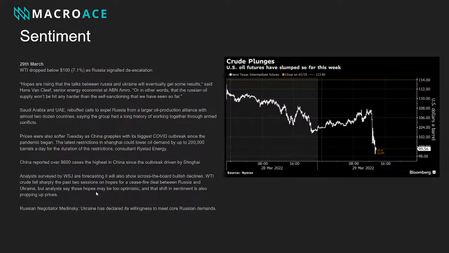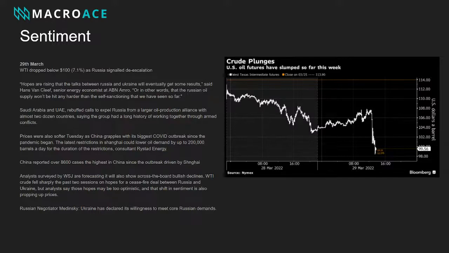And then if we're looking at today as well, you've had analysts being surveyed by the Wall Street Journal forecasting that today's EIA inventories data will also show across the board bullish declines. A reminder as well that WTI crude fell sharply in the past two sessions on hopes for a ceasefire deal between Russia and Ukraine, but analysts from the Wall Street Journal are citing that those hopes may be too optimistic, and the shift in sentiment is also propping up prices.